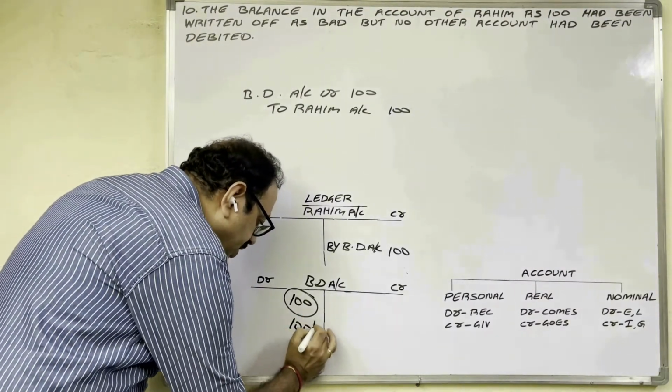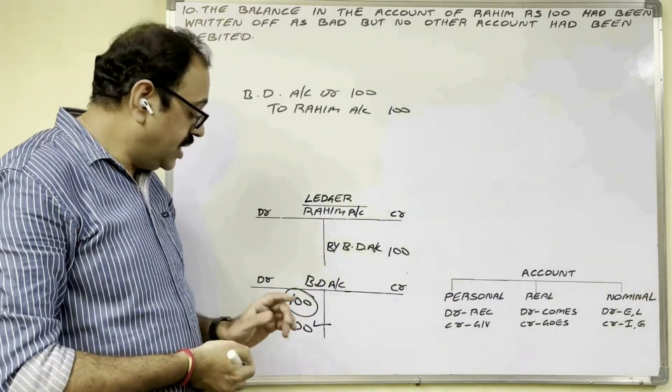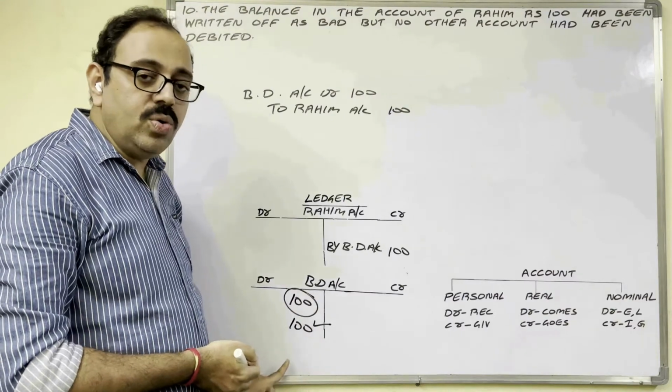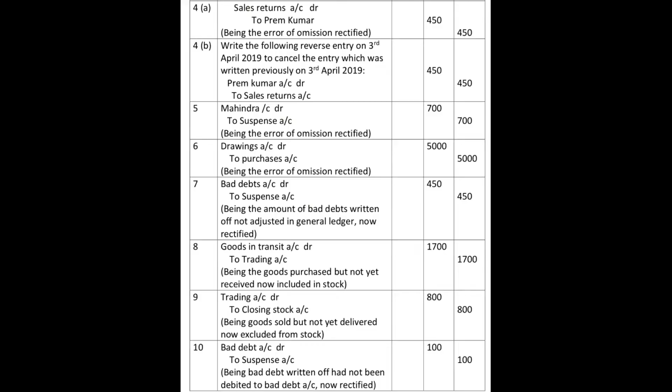Debit 100 rupees in bad debt account. Then the rectification of error entry is: bad debt account debtor to suspense account, 100 rupees. Bad debt account debtor to suspense account, amount 100. Narration, being bad debt written off had not been debited to bad debt account, now rectified.